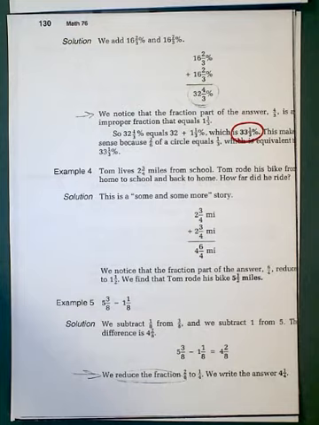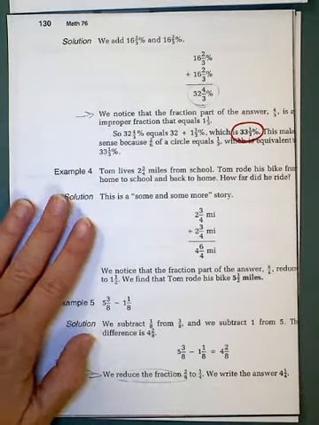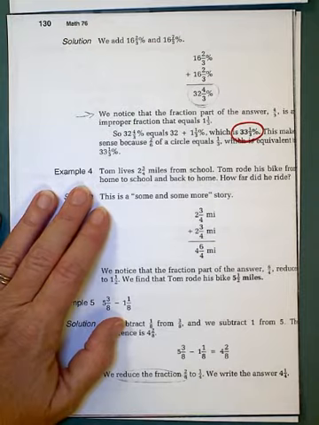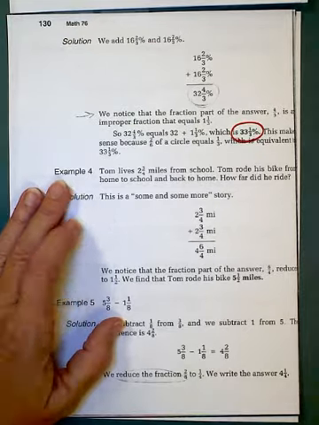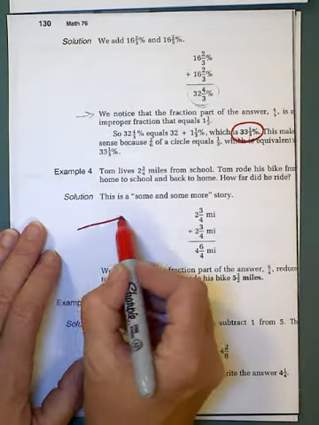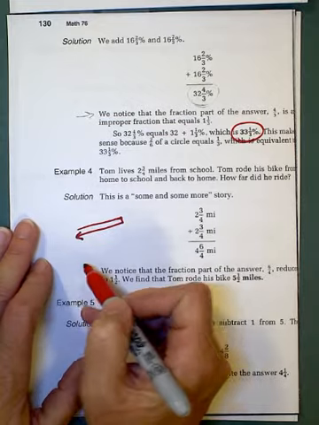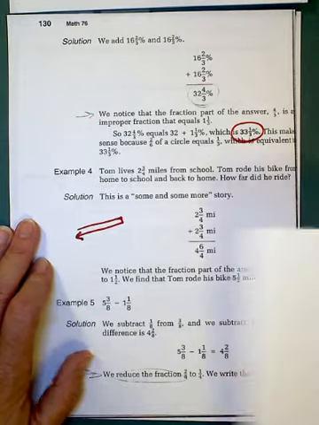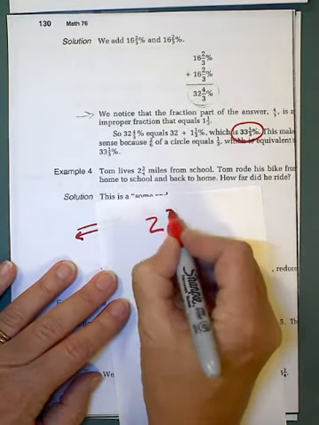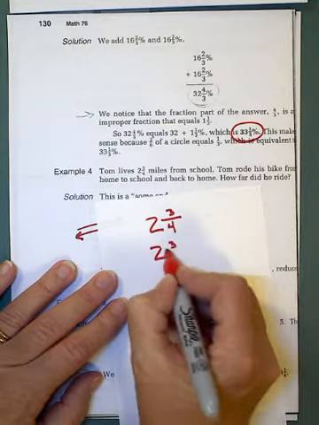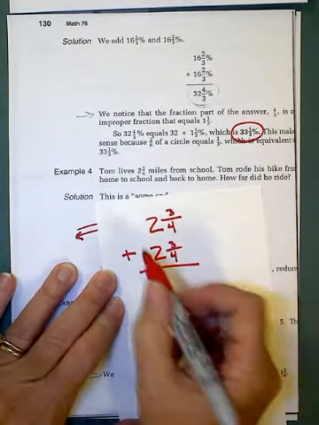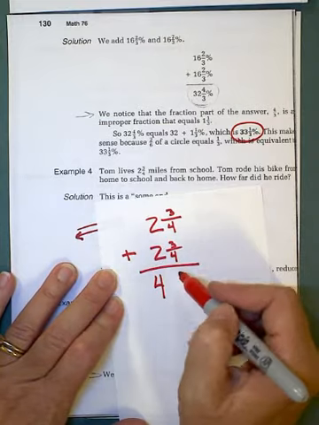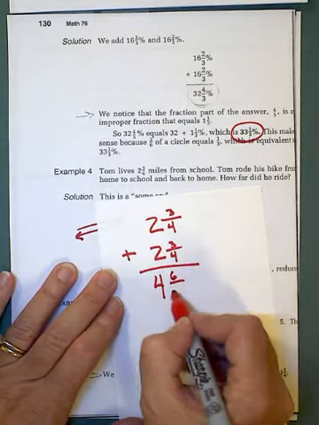Let's go on and look at example 4. In this problem, we read that Tom lives 2 3/4 miles from school. Tom rode his bike from home to school and then back home. How far did he ride? Well, this is a sum and some more story. He rode 2 3/4 miles to school and turned around and rode 2 3/4 miles home from school. Therefore, we'll set up our problem and begin to add. My whole numbers add up to 4, and my fractional parts, 3/4 plus 3/4, add up to 6/4. Well, we can see there's a problem here.